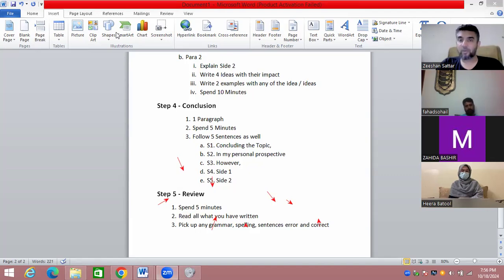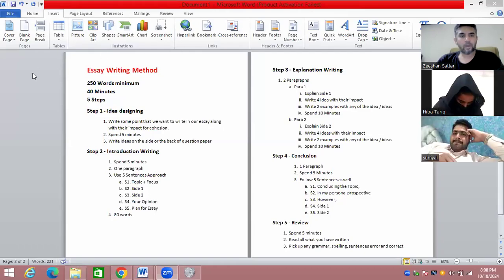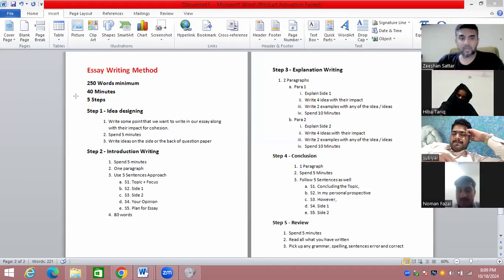Once the question is over, I will write the bifurcation of the paragraphs and the timeline. I will design a timeline as well. So in this way, we have concluded step number 1, idea designing. Step number 2 is introduction writing. Step number 3 is explanation writing with 2 paras. Para 1 explains side 1, and para number 2 will explain side number 2.